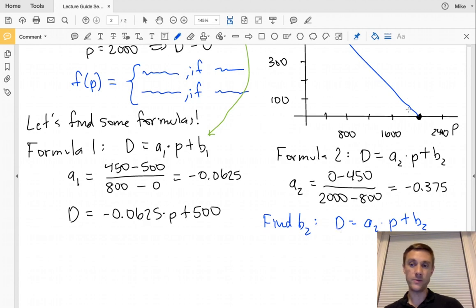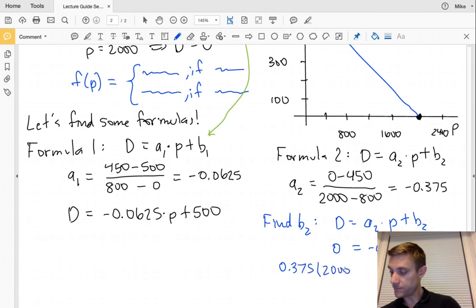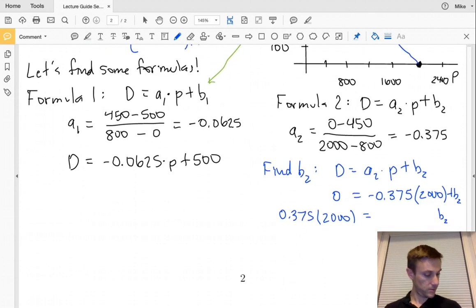I guess that doesn't really matter. This one has a 0 in it, which usually makes things nicer. So if we have demand of 0, what was our slope? There it is, negative 0.375. The price that goes with this demand of 0 was $2,000. And then there's B2. So then B2, I guess, is whatever 0.375 times 2,000 is, which I believe ends up being 750, I want to say.